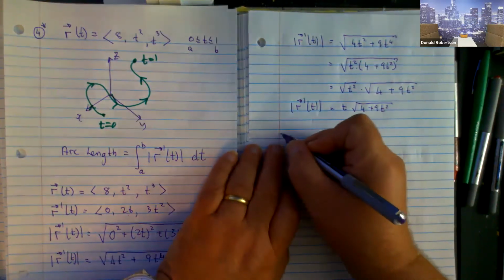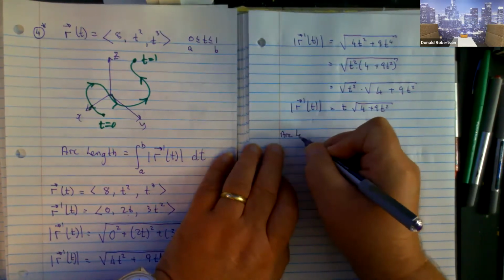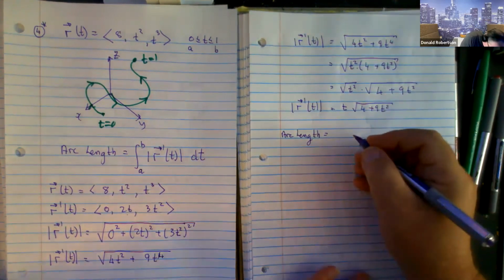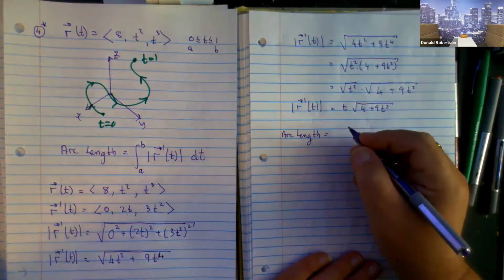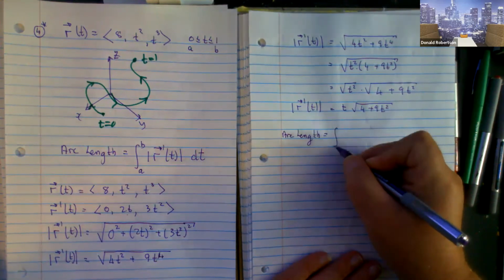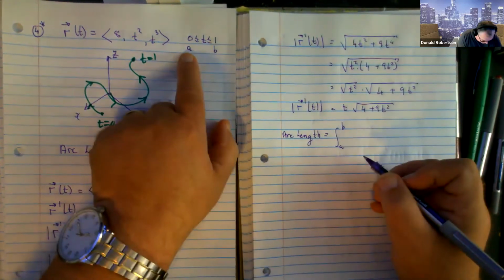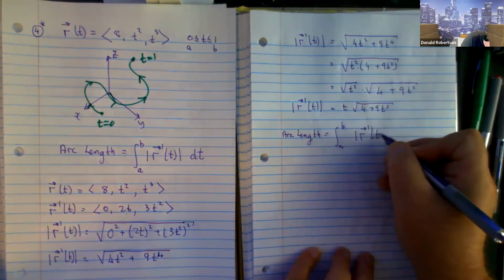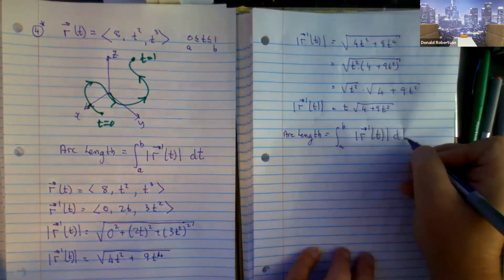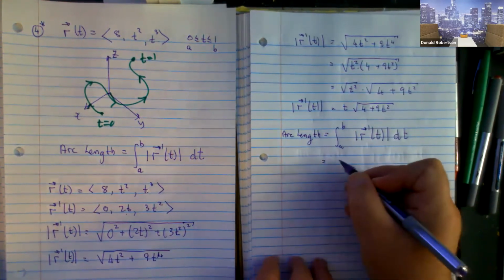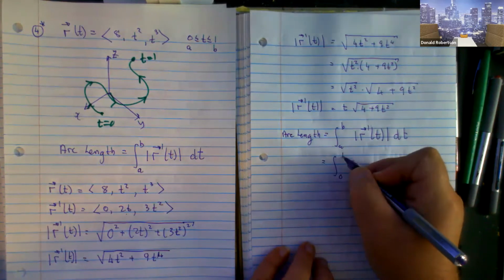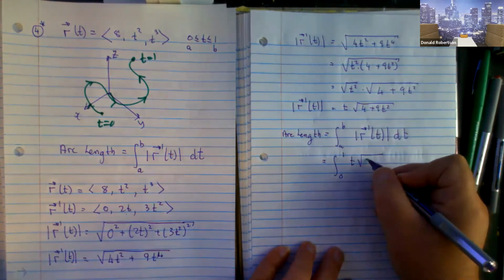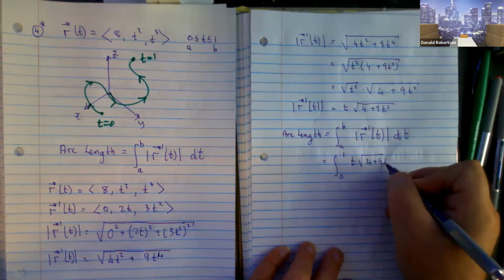So to get the arc length, it is going to be the integral from a to b, which is from here to here, of the magnitude of this guy, dt. And that's going to be the integral from 0 to 1 of the magnitude of the first derivative, which ends up being this guy.